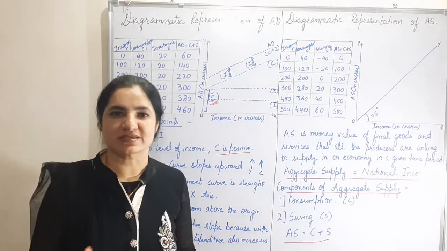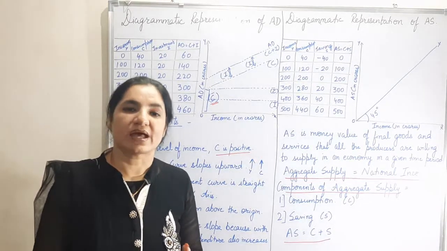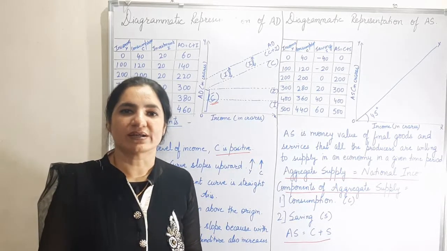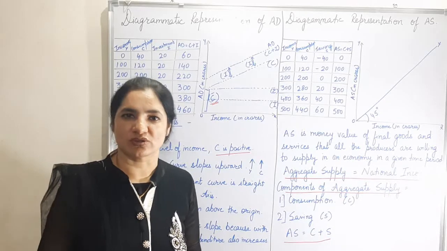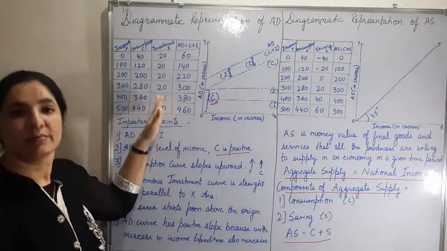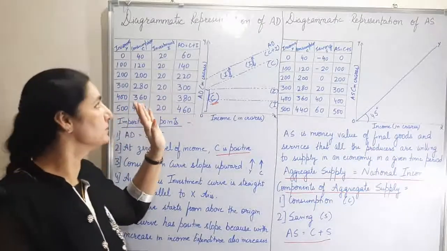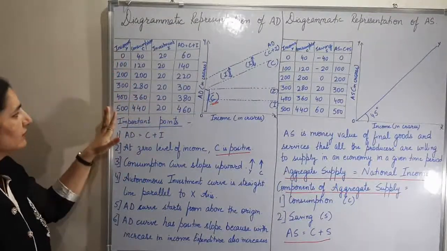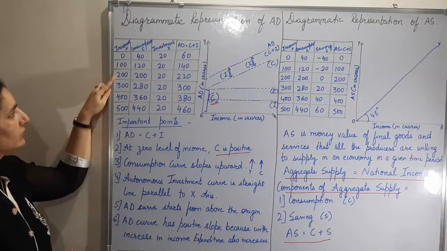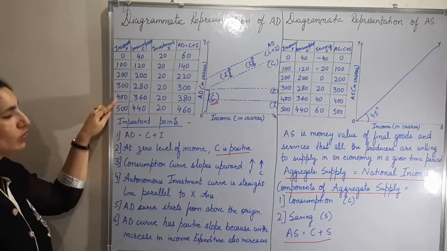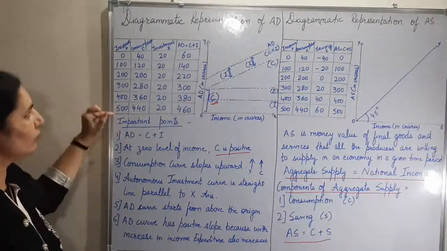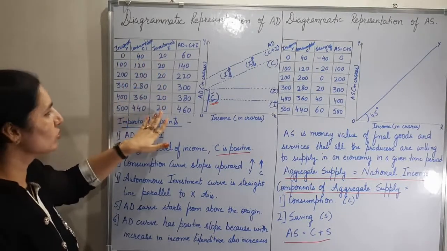Because investment is done by the firm sector, it has no concern with the level of income in the short run. So we are considering that investment is constant for all the levels of income. It is not affected by the level of income of the people. So this is the income which is increasing: 0, 100, 200, 300, 400, 500. We are increasing the level of income, and the investment is kept constant.